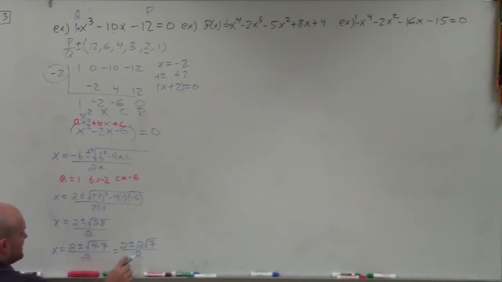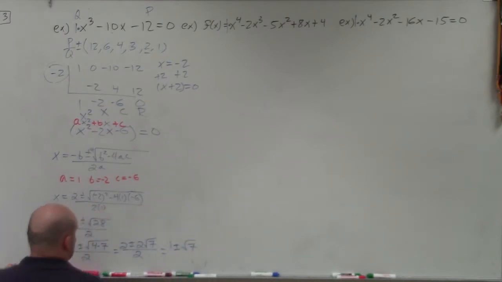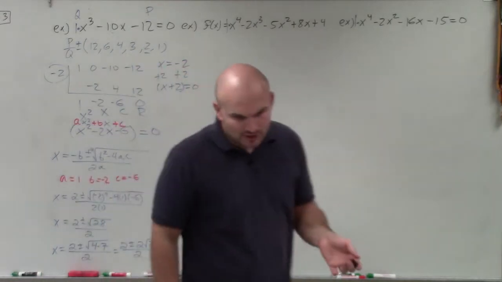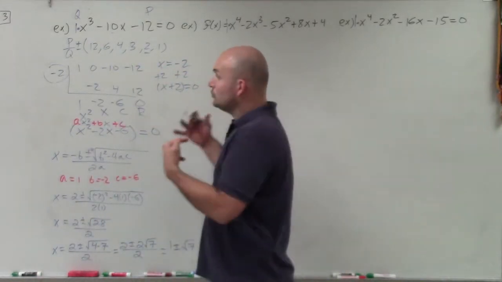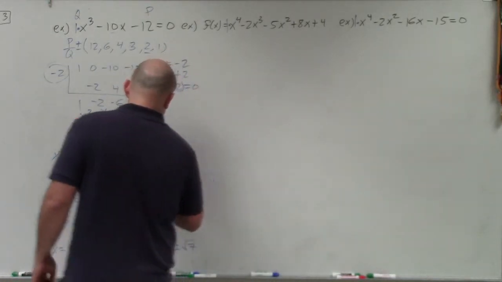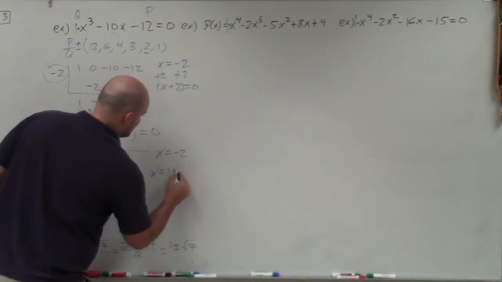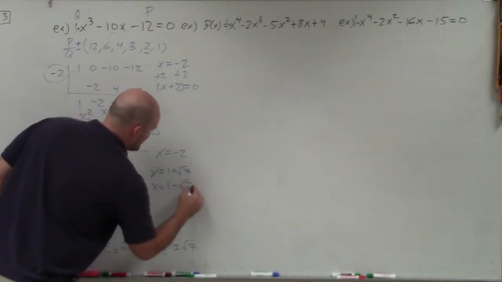You can't take the square root of 7. Then I can divide the 2 into both of these. So my final answer is going to be 1 plus or minus the square root of 7. So now, when we're looking into this, my zeros, or my roots here, I know that x equals negative 2, x equals 1 plus the square root of 7, and x equals 1 minus the square root of 7.